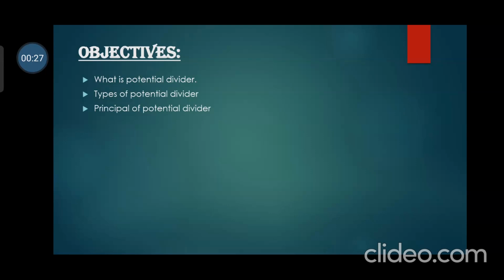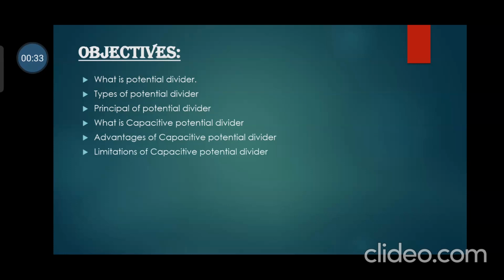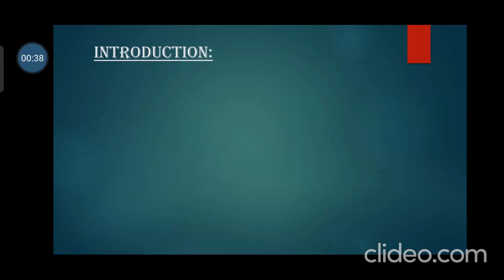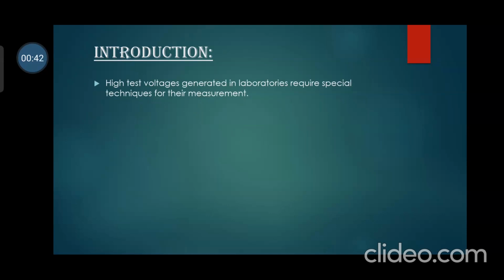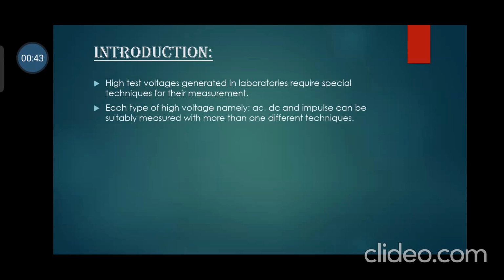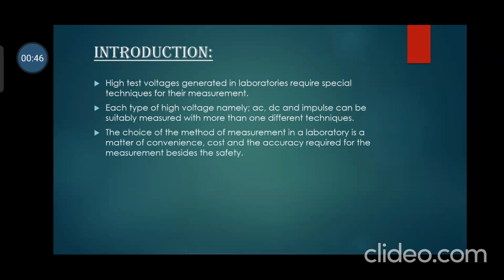So in this video we are going to talk about what is capacitive potential divider, its advantages, limitations. But before that, we must know what is potential divider, its types and principles. So let us talk about potential divider. It is a simple circuit that is used to measure the high voltages and currents. There are two types of potential dividers: capacitive potential divider and capacitive voltage transformer.